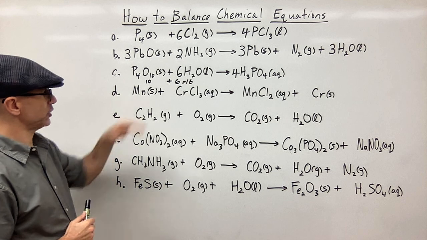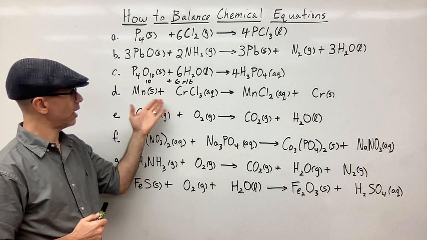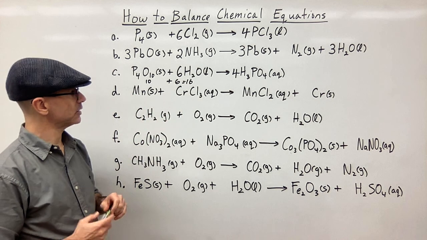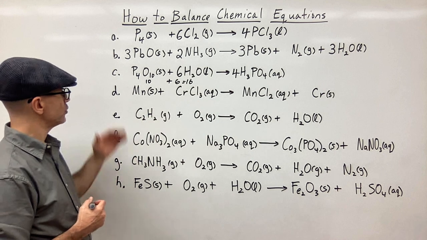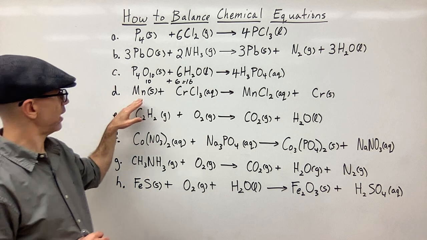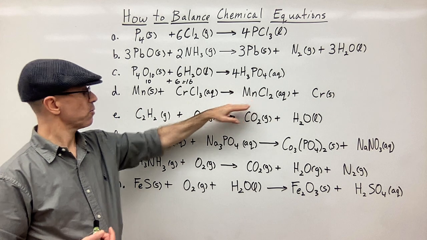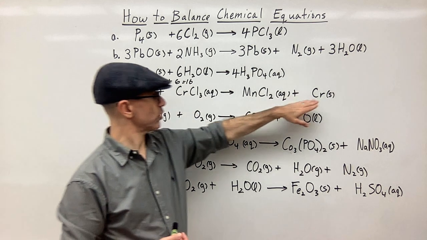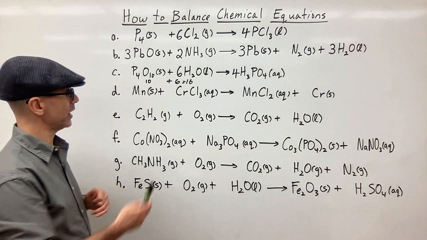So in this equation, I have metals. So I'm going to balance the metals first, and then I'm going to balance the non-metal. So I don't have this non-metal chlorine. So let's go ahead and balance. So here I have manganese, 1. I have 1 manganese here, and I have 1 manganese there. That's balanced. Here I have 1 chromium, and here I have 1 chromium. That's balanced. So now I got the chlorine.